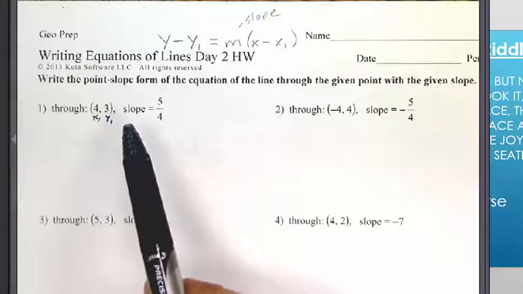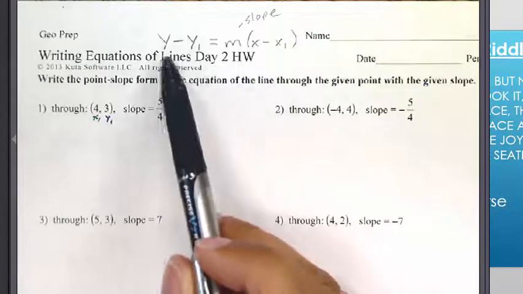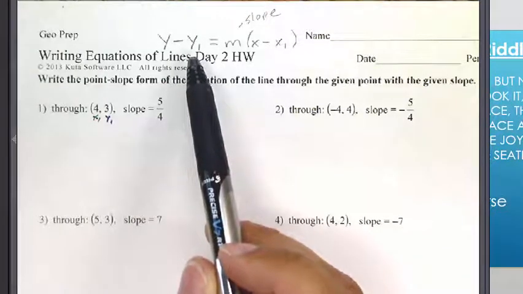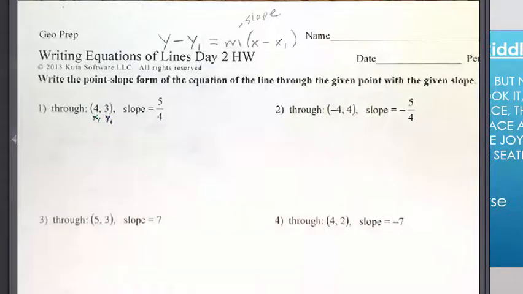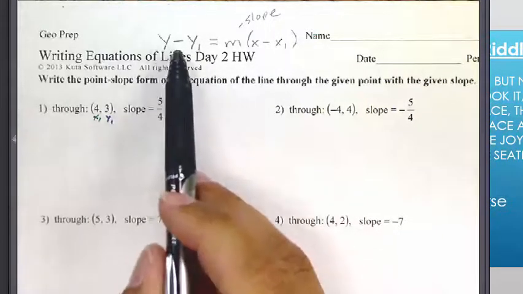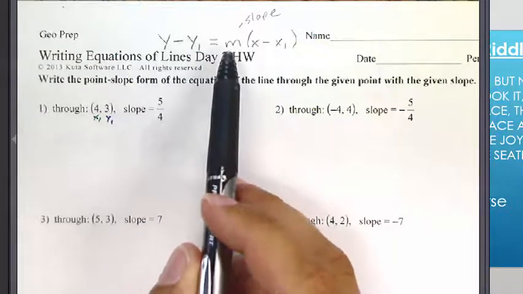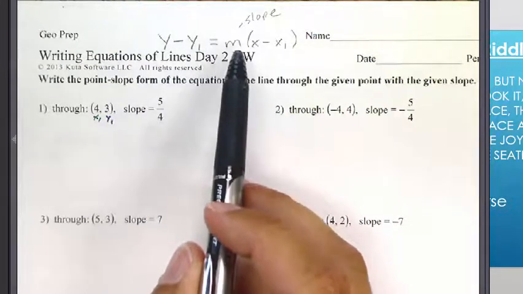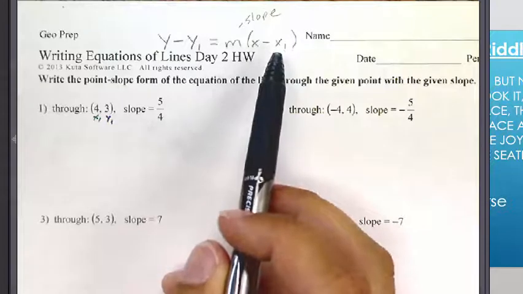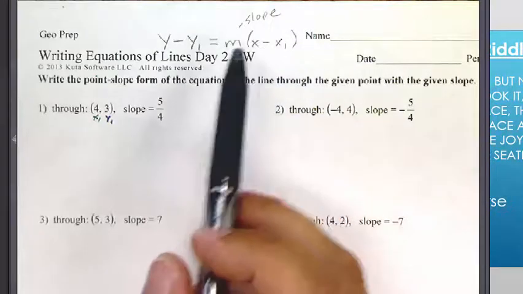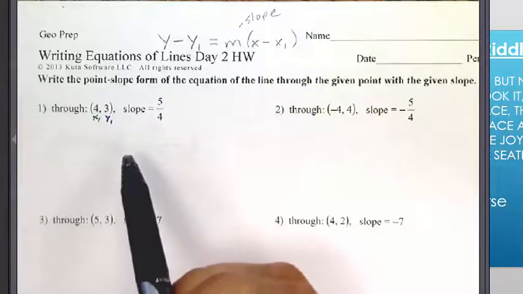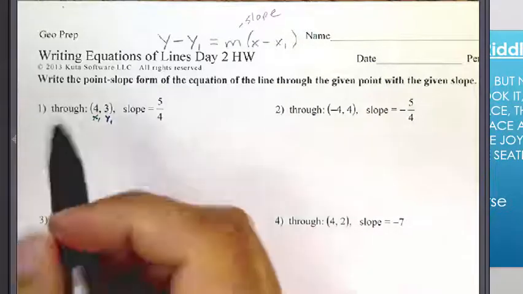Alright, I want everyone to take a second and write down this formula at the top of your page. This formula is going to help you with problems 1 through 6. Okay? The formula is y minus y1 equals m, which is our slope, times x minus x1. Alright, so let's go to number 1, and I'm going to help you rewrite this into point-slope form.